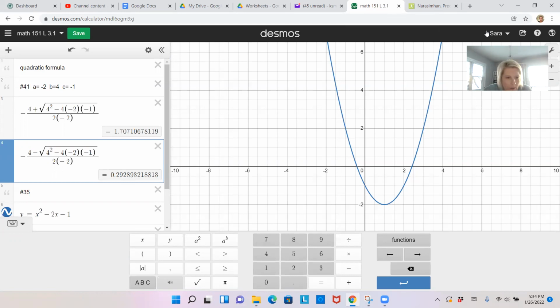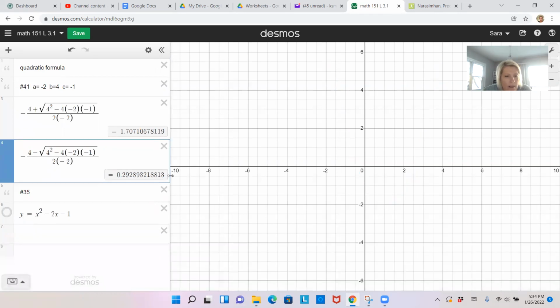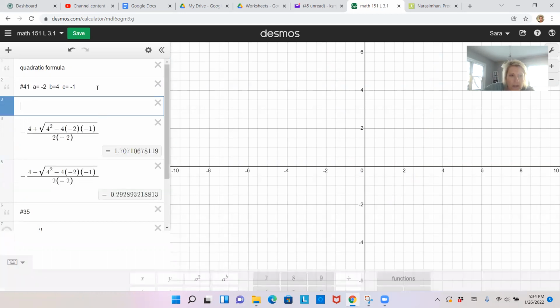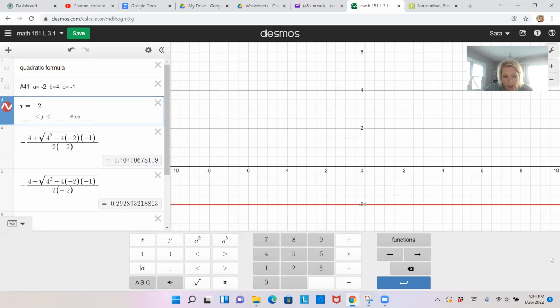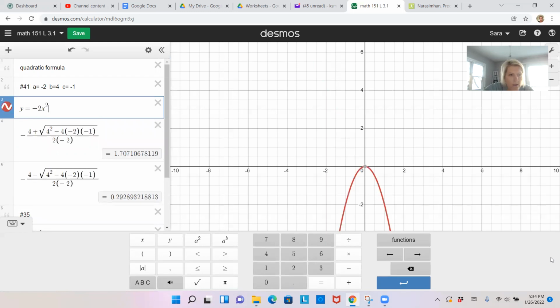And you know what? I have this other thing being graphed. I'm going to just turn that off. I'm going to hit enter as well. I'm going to put the actual function in so you can see what these are. So I'm going to put in the function that we're doing with number 41. It says y equals. Now remember that we have a function is what they gave us, but for us to graph it, we have to do it as y equals negative 2x squared plus 4x minus 1.